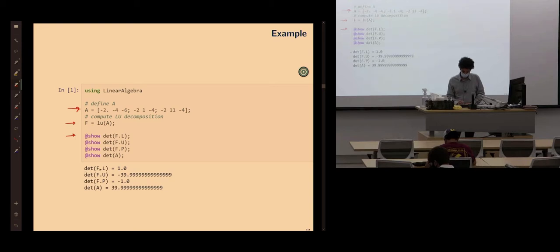So the determinant of L is 1, that checks out. The determinant of U, however, is negative, and the determinant of P is also negative. So whatever happened, which last time we talked about, you can look into permutation and see what happened inside row exchanging that will be reflected in L and U. That resulted in a negative determinant for U.